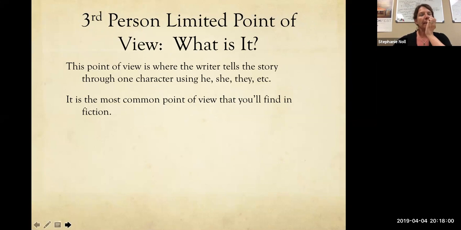Okay, let's talk about the third person. There are two iterations of the third person point of view. And I want to start with the third person limited because it's really the most common point of view that we see in fiction. So it's where the writer tells the story through one character using he, she, they, right? The person's name, Linda, Bob, whatever, but then is using those pronouns he, she, and they throughout. Most fiction is written in this way.